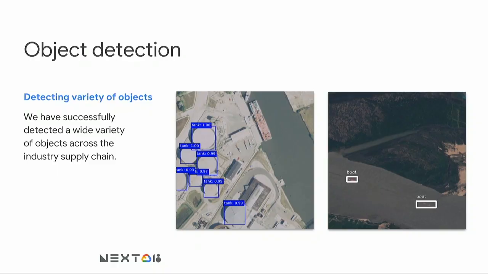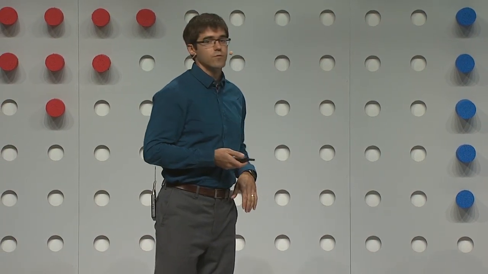So that was one example, and once we have this set up with all the imagery easily accessible and the modeling framework in place, it's easy to train a wide variety of models across the industrial supply chain to be able to find these objects. Here are just 2 examples of being able to find storage tanks and boats, but you can just let your imagination run wild for what you would be able to do with this.